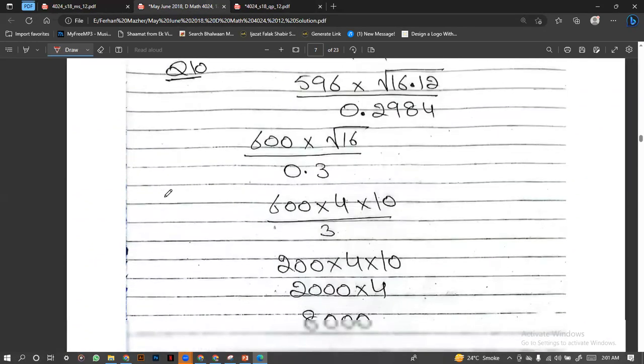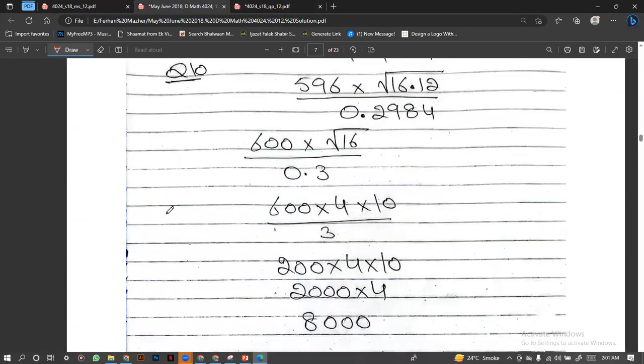And here we go, question number 10. So 600 multiplied by the square root of 16, the whole thing divided by 0.3. So that is 16 multiplied by 4 multiplied by 10 divided by 3. That 10 is because of the decimal in the denominator.